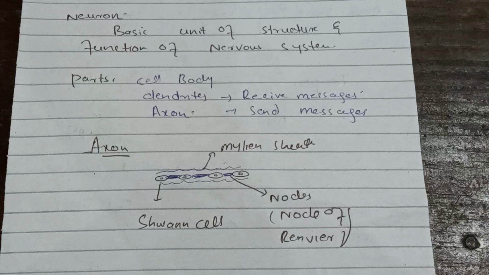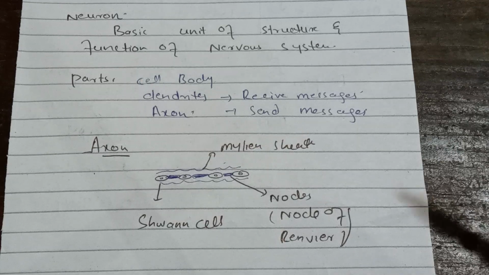From the cell body there is a single axon which originates from the cell body. These axons send messages from the central nervous system to the peripheral nervous system. Dendrites receive messages from the peripheral body and send them to the central nervous system. And axon sends messages from the central nervous system to the peripheral body.